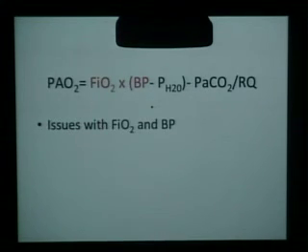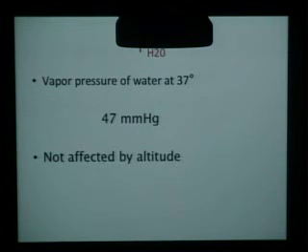So we talk about FiO2. We talk about environmental pressure. Okay? So what about water vapor pressure? Again, this is a parameter you have very little control of. If you think about it, this is a chemical characteristic of basically the fluid per se, and it's temperature dependent. So the environmental pressure can go up and down. This won't affect it. 47 millimeters as long as it's 37 degrees.